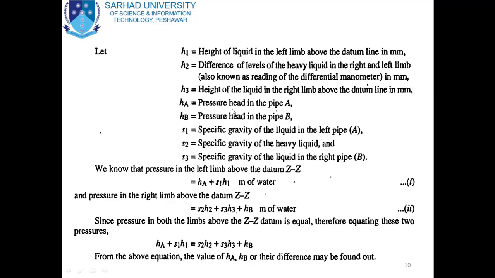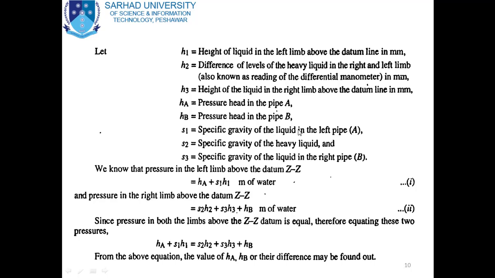HA is equal to pressure head in pipe A, while HB is equal to pressure head in pipe B. HA is the pressure in terms of head of water in pipe A, while HB is equal to pressure in terms of head of water in pipe B.